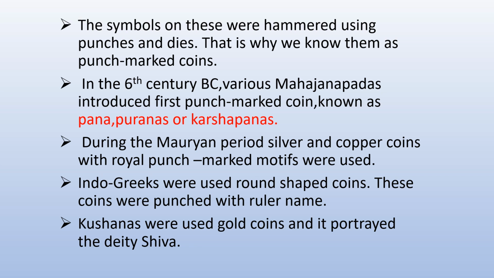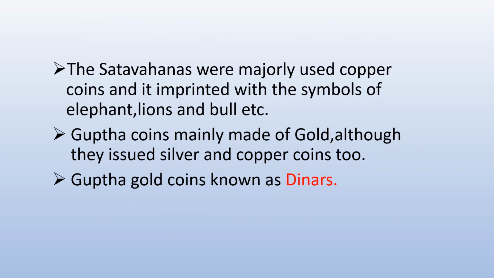During the Mauryan period, silver and copper coins with royal punch-marked motifs were used. Indo-Greeks used round-shaped coins. These coins were stamped with a ruler's name. Kushanas used gold coins, and they portrayed the deity Shiva. The Satavahanas mainly used copper coins, imprinted with symbols of elephants, lions, bulls, etc.